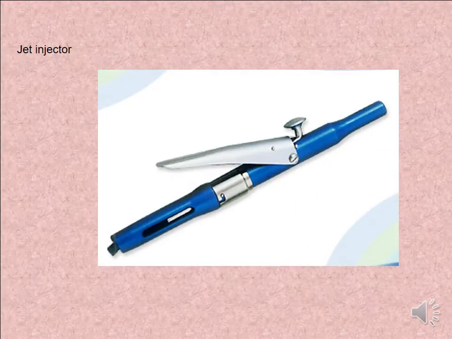Jet injector, it is the only syringe that does not need a needle. It is for topical anesthesia, by pushing the fluid through the syringe and putting it on the mucosa, and it has no injectable use. It is used as a topical anesthesia.